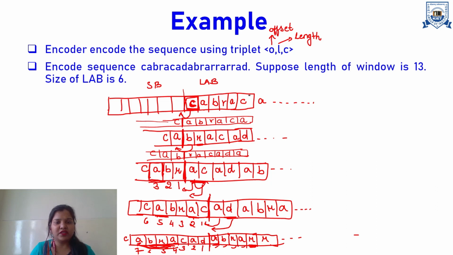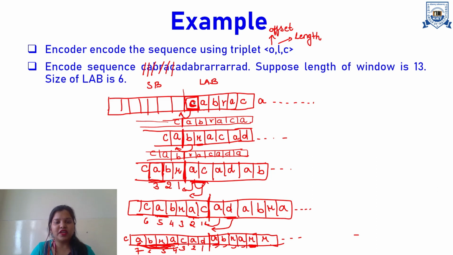So I have created a window here with 6 as the look ahead buffer size. So 1, 2, 3, 4, 5, 6 is the look ahead buffer size, and 13 is the size of the search buffer. Now we will write here C up to 6 alphabets, C, A, B, R, A, C. I have written here in the look ahead buffer.